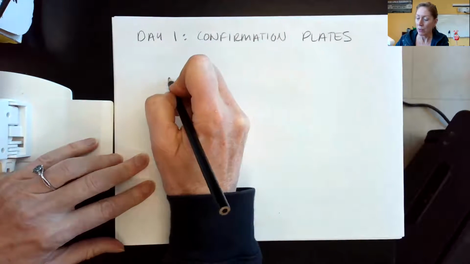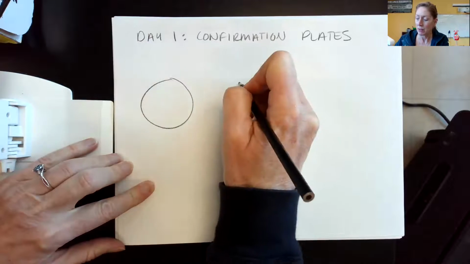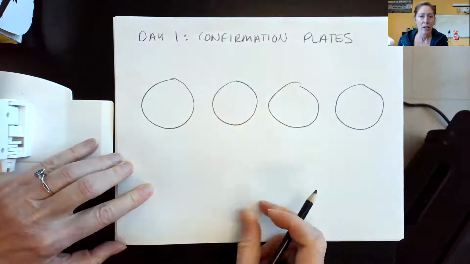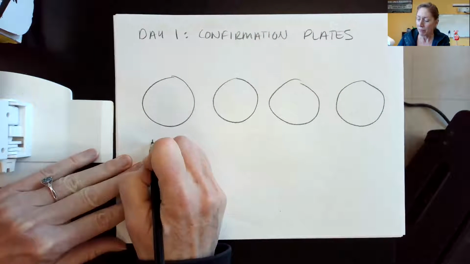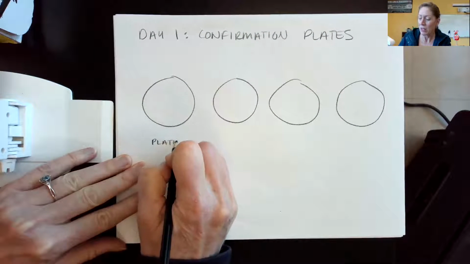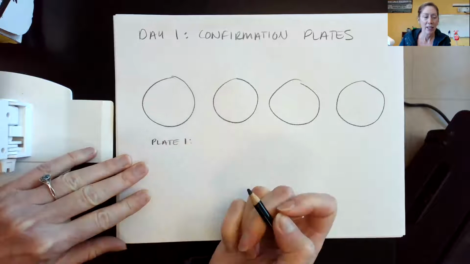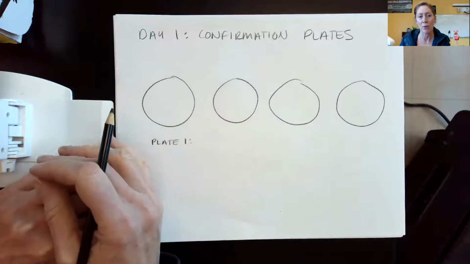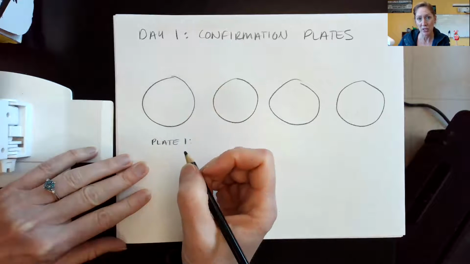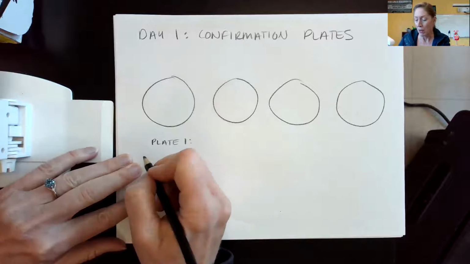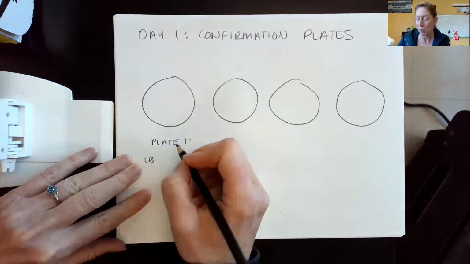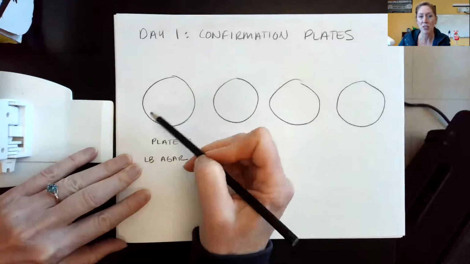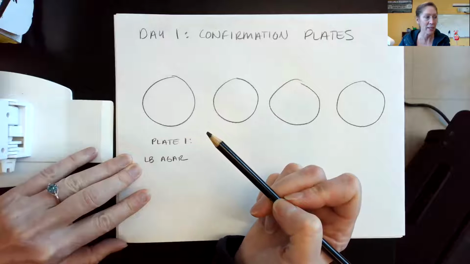Okay, so you have 4 plates. 1, 2, 3, 4. Okay, the first plate just contains regular agar, and we've added some special nutrients to this agar that is good for E. coli bacteria in particular. And it's called Luria broth. So we're just going to put LB for Luria broth agar. All right, so this first plate just has yummy stuff that the bacteria like to eat.